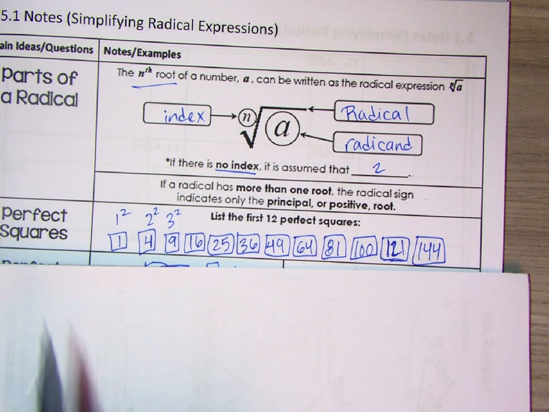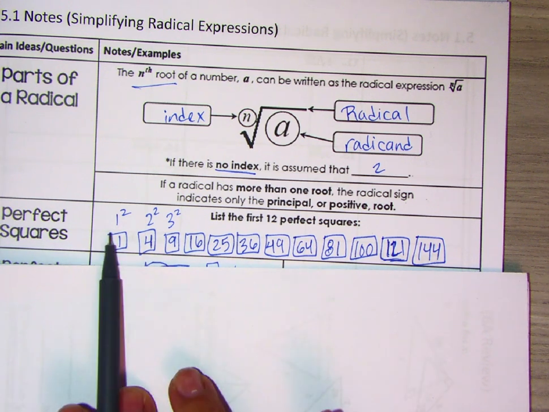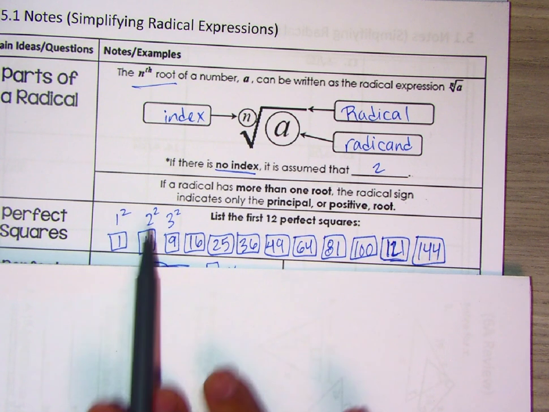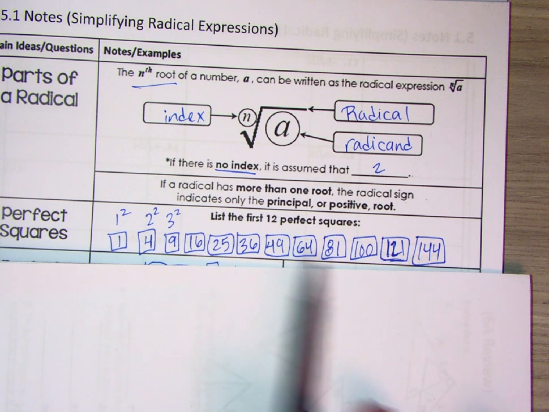Next is the list of the perfect squares. These numbers that I boxed out are the numbers you get from multiplying numbers times itself 2 times. So 1 times 1, 2 times 2, 3 times 3, 4 times 4, and so on. This is the list of the first 12 perfect squares.